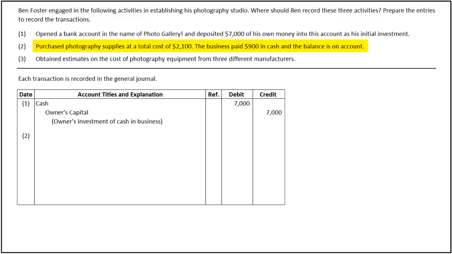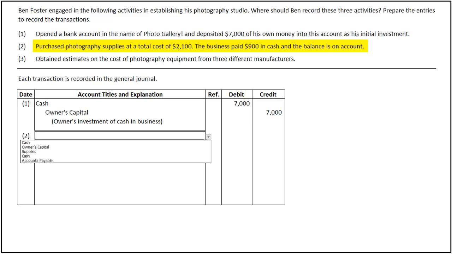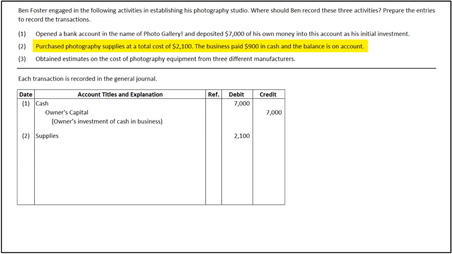In the second activity, Ben purchased photography supplies costing $2,100. Only $900 is paid at the time of the purchase, and the balance is on account. The transaction will be recorded in the general journal by debiting supplies, an asset account, for $2,100, and by crediting cash, an asset account, for $900.